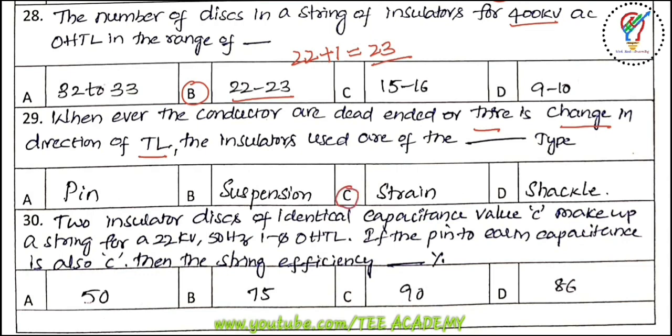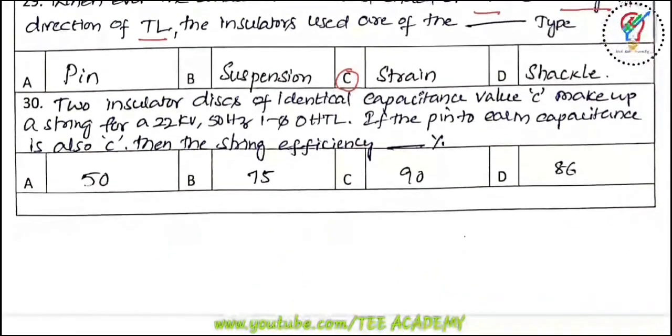And the last question for this session is, two insulator discs of identical capacitance value C make up a string of a 22 kV 50 Hz single phase overhead transmission line.